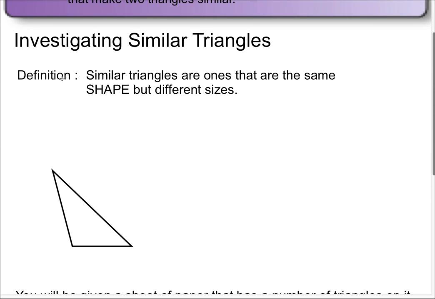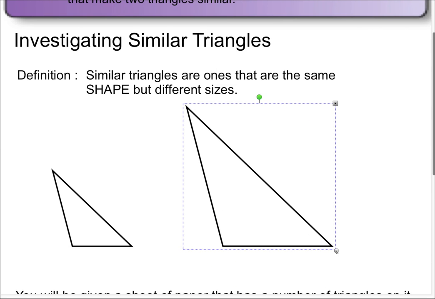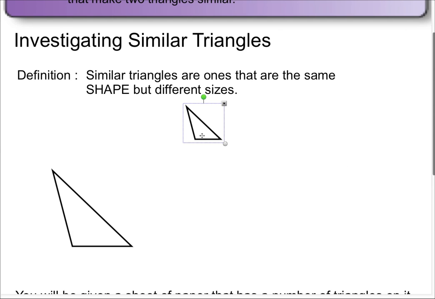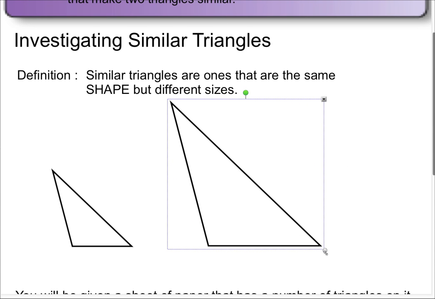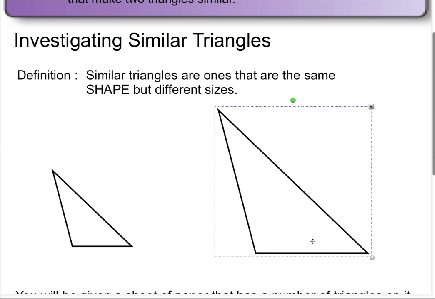So definition first here, we want to know what is a similar triangle. Similar triangles are ones that are the same shape but different sizes. So here we have this one triangle. What would a triangle be that's similar to this triangle? Well, it would look like it. Now this is exactly the same, so we don't call that similar, we call it congruent. But as soon as we make it either bigger or smaller, we now call it a similar triangle. So if they're the same shape, just different sizes, we call them similar triangles.